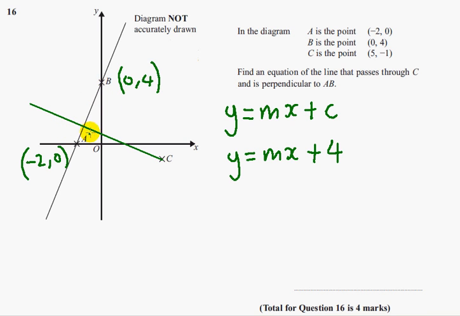Now we can do the change in the y coordinates over the change in the x, or we could just work out 1 unit to the right, how many up it goes. At the moment 2 to the right, it goes 4 up. That means 1 to the right, it must go 2 up. Okay, so therefore the gradient must be 2. So that means y equals 2x plus 4. That is the equation for the line AB.